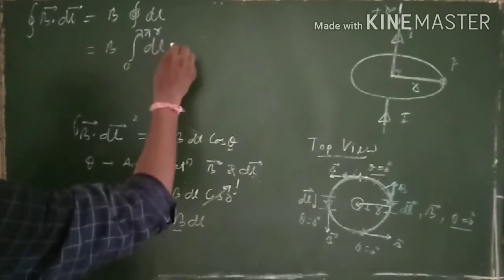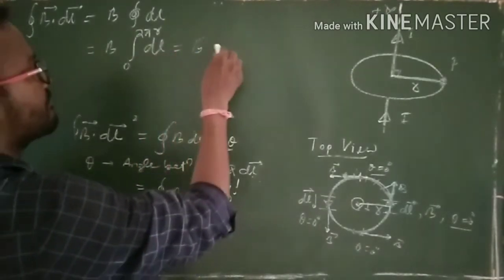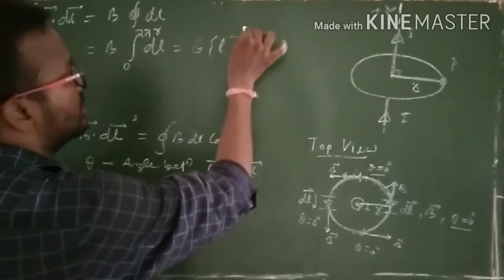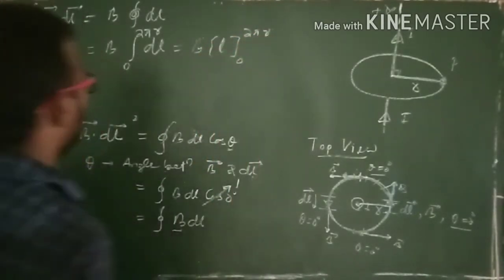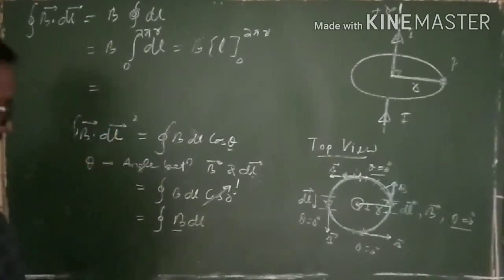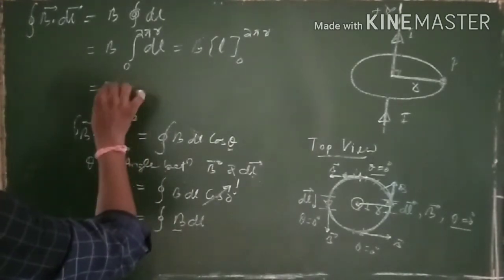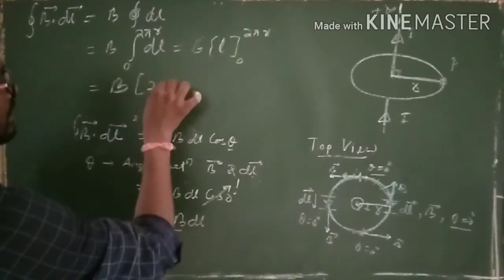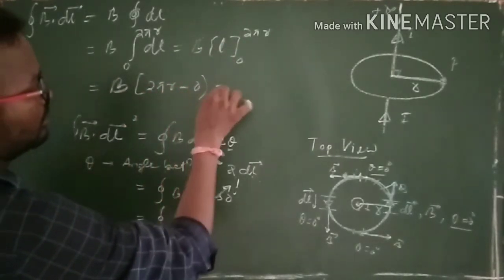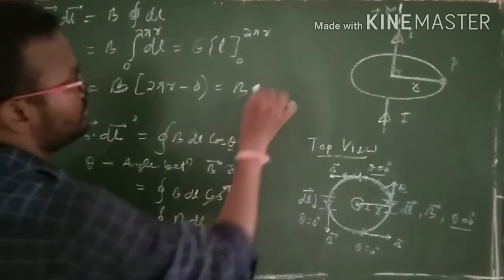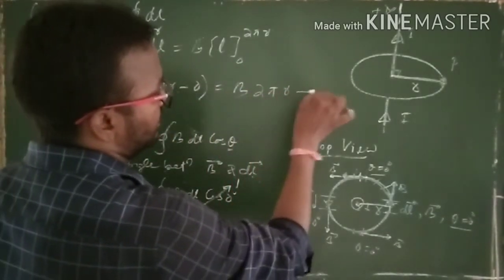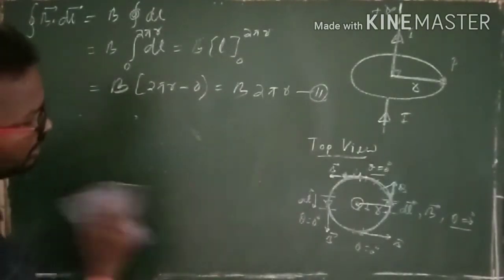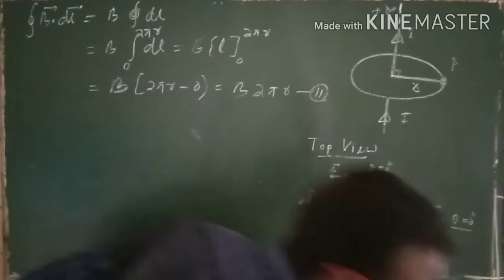Clear? Then B times the integral of dl, which is equal to L, with lower limit 0 and upper limit 2 pi r. If we use the upper and lower limits, the equation turns out to be B times 2 pi r minus 0, which is equal to B 2 pi r. This is equation 2. Now we have to substitute equation 1 in equation 2.